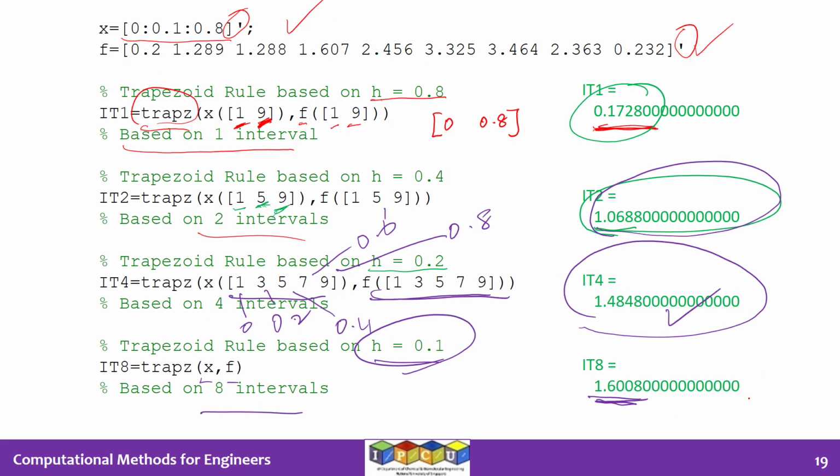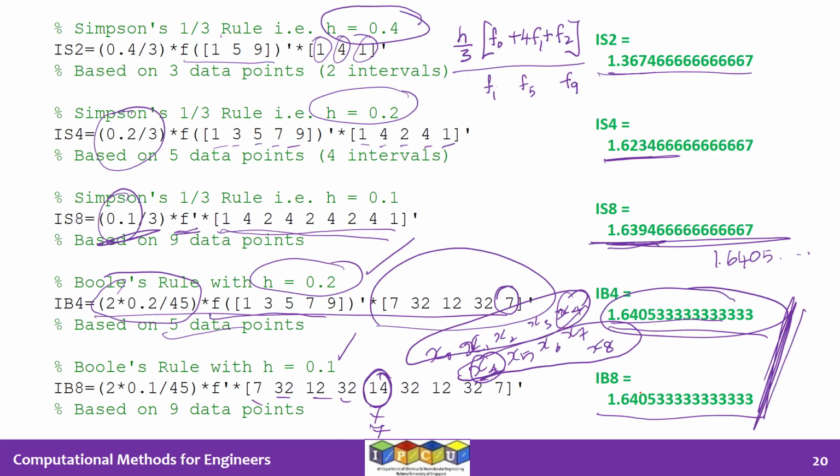So kindly remember all these numbers as we go along, right? So 0.1728, 1.0688, 1.4848, 1.6008. You may not remember all the numbers, but just refer back to these numbers as you look at these slides, right? So with Simpson's rule, we have 3 estimates. With Boole's rule, we have 4 estimates. By the time we come to Simpson's rule with h is equal to 0.1, we are almost there. Boole's rule, we have almost completely nailed it.